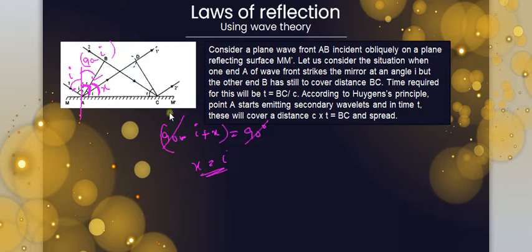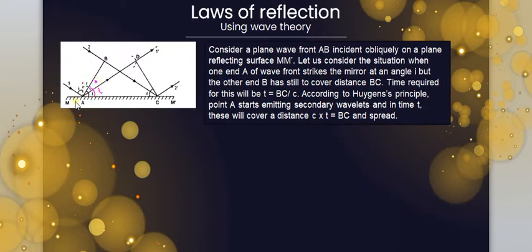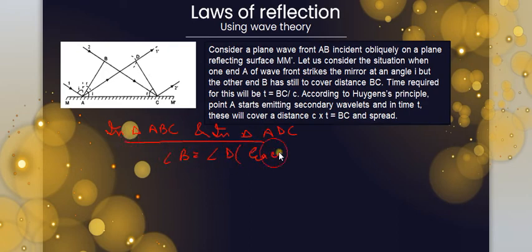So from here we get that the incident wavefront makes angle I with the reflecting interface. Similarly, the reflecting interface makes angle R with the reflected wavefront. Now taking two triangles, triangle ABC and triangle ADC, angle B and angle D are both equal, as each is 90 degrees. Next, AC and AC are common.